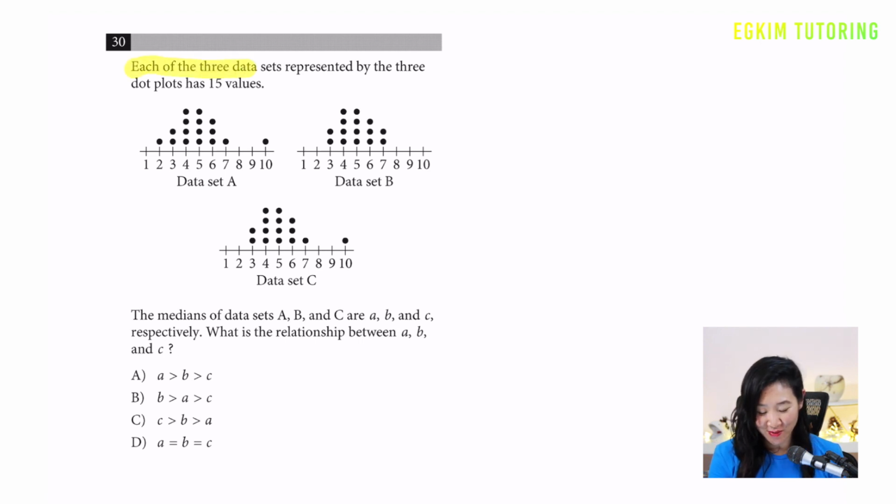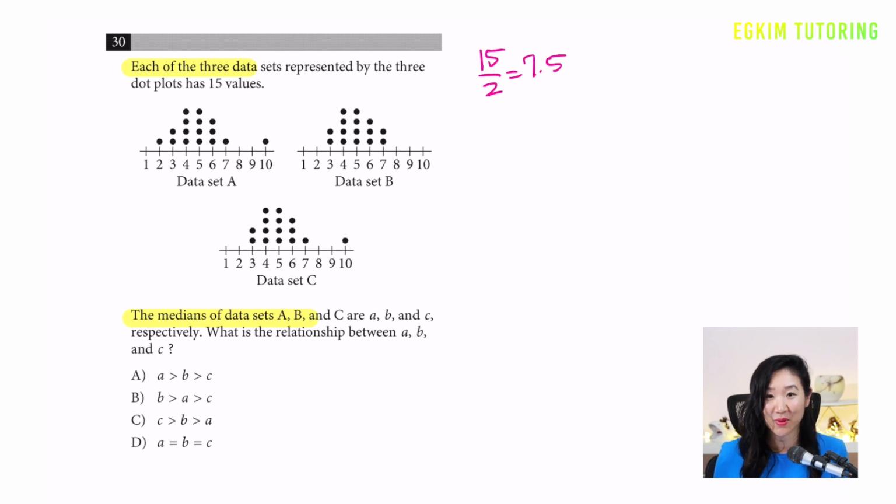So we're on question 30, and it looks like a statistics problem because there's a bunch of dot plots, and it says each of the 3 data sets represented by the 3 dot plots has 15 values. The medians of data sets A, B, and C are lowercase a, b, and c respectively. What is the relationship between a, b, and c? So the question is asking you to find and compare the medians of all the data sets. And remember that to calculate the median, you take the number of data points that you have and you divide it by 2. So in this case, we're going to take 15 and divide it by 2, and you're going to get 7.5. 7.5 rounds up to 8, meaning the 8th data point will be your median.